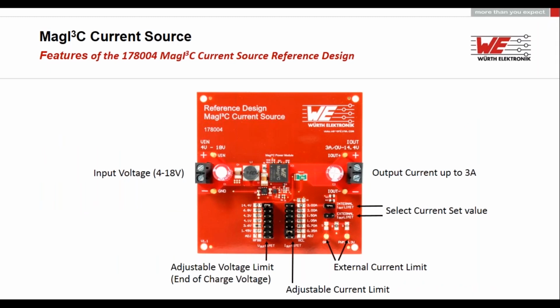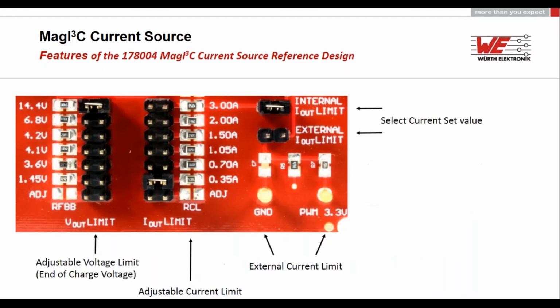Here we see the MagI Current Source with our LGA16 3A power module. Instead of this LGA16 module, any other MagI Power Module can be used as a current source if it has an accessible feedback pin to set the duty cycle and thus the output voltage by an external regulation loop. On the left, we see the input voltage. On the right side, we can draw the output current up to 3 amps, and we zoom into this board.